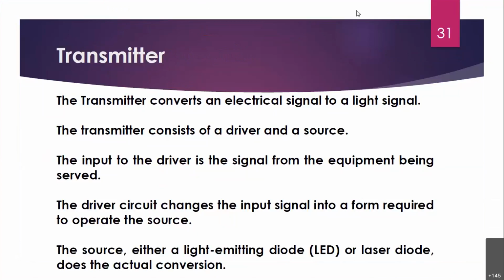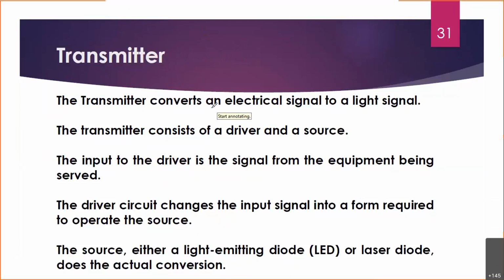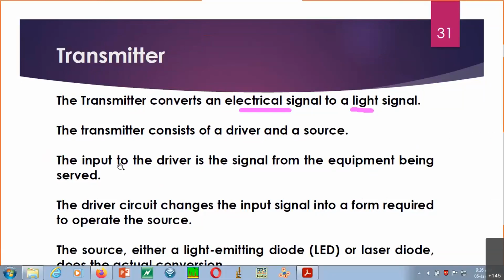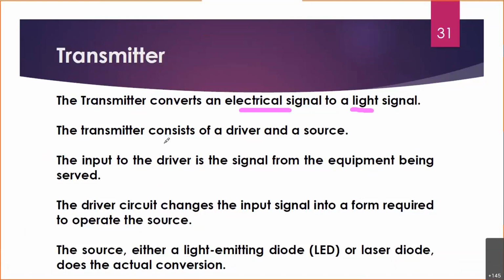Transmitter. The transmitter converts an electrical signal. This signal can be of any type, but here I considered it an electrical signal. So it converts an electrical signal to a light signal. As you have already seen, the transmitter consists of a driver and a source. The input to the driver is the signal from the equipment being served. So whatever signal you want to provide, you require some source or equipment from which we supply the signal to the driver side.